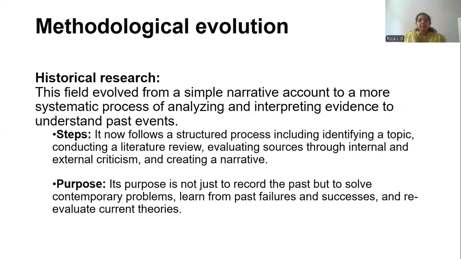Methodological evolution. See, this field evolved from a simple narrative account to a more systematic process of analyzing and interpreting evidence to understand past events. It follows a structured process including identifying a topic. First, we identify a topic, then conduct a literature review, that is, review what is already present on the particular topic, then evaluate the sources through internal and external criticism, and create a narrative. These are all the steps which are followed in methodological evolution. That's how research has developed methodologically.